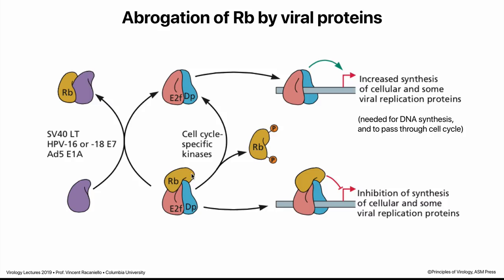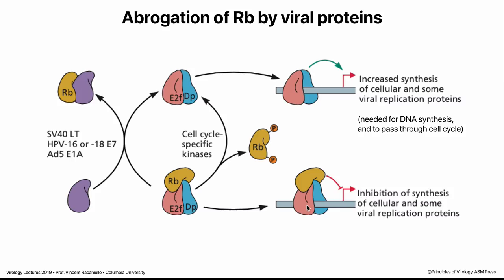E2F binds to the promoter region of genes in cells that are needed for the cell cycle. Okay, DNA synthesis and passing through the cell cycle. So you can imagine this is a promoter for multiple genes involved in DNA synthesis, cell growth, everything you need to undergo mitosis. So most of our cells that are quiescent, RB is bound to E2F. So E2F turns out to be a really important promoter binding protein for controlling cell division.